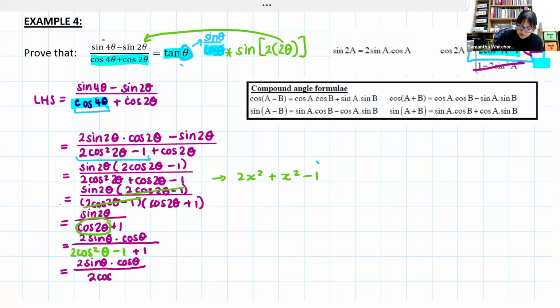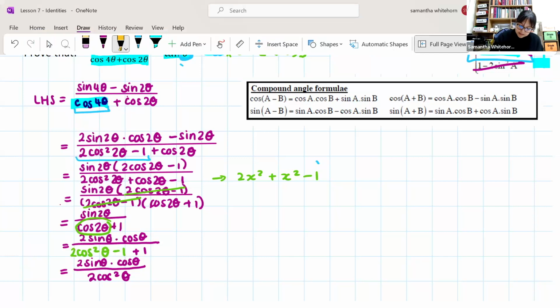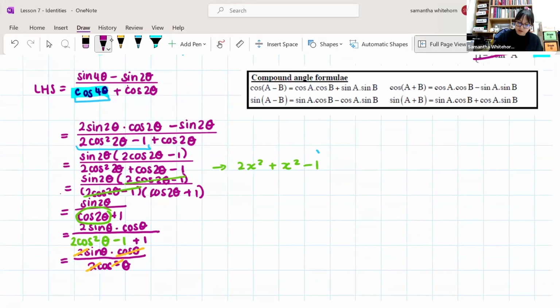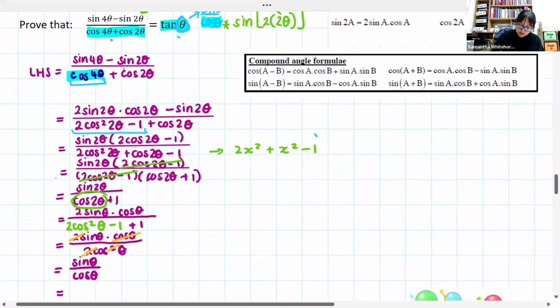So what we now have is 2 sine theta cos theta in my numerator divided by 2 cos squared theta. I can start to simplify. One cos cancels with one cos in my denominator. 2 divides with 2 in my numerator and denominator. And so what I'm left with is sine theta over cos theta. Remember, sine theta over cos theta is tan theta.